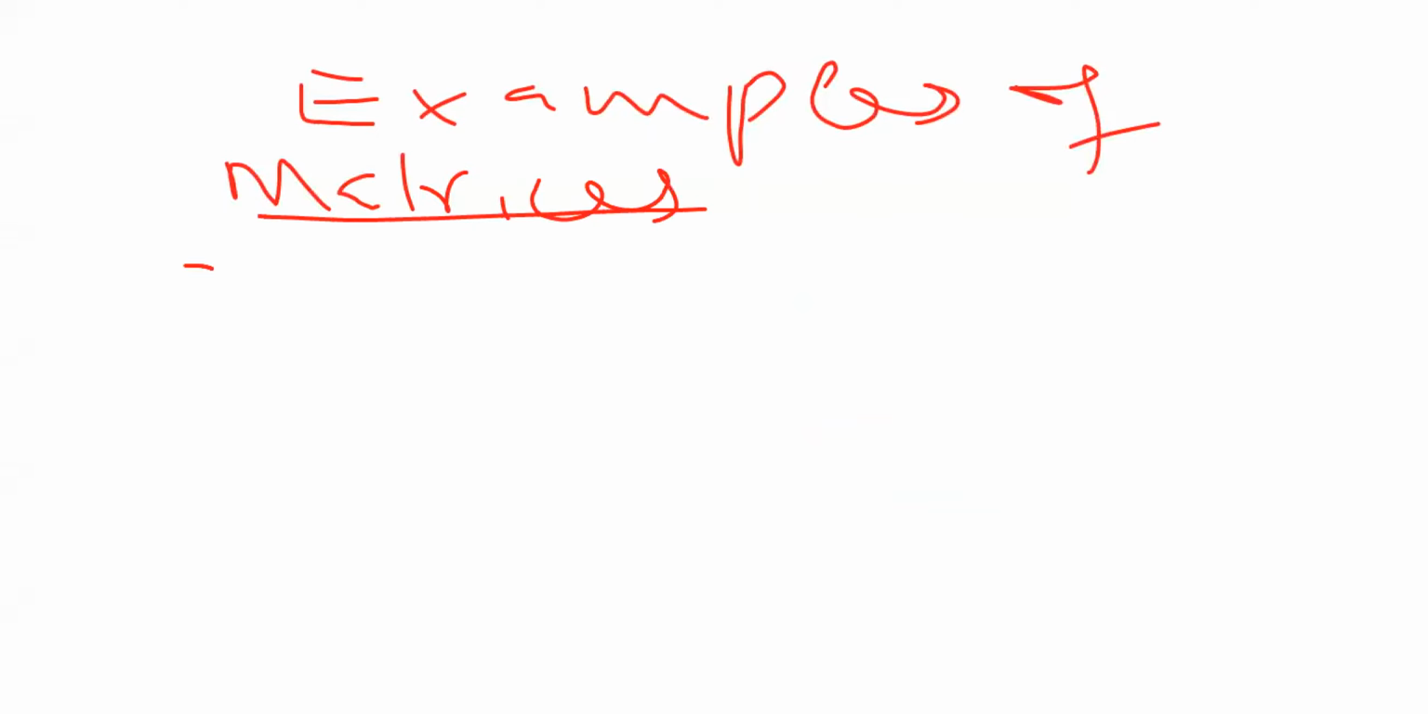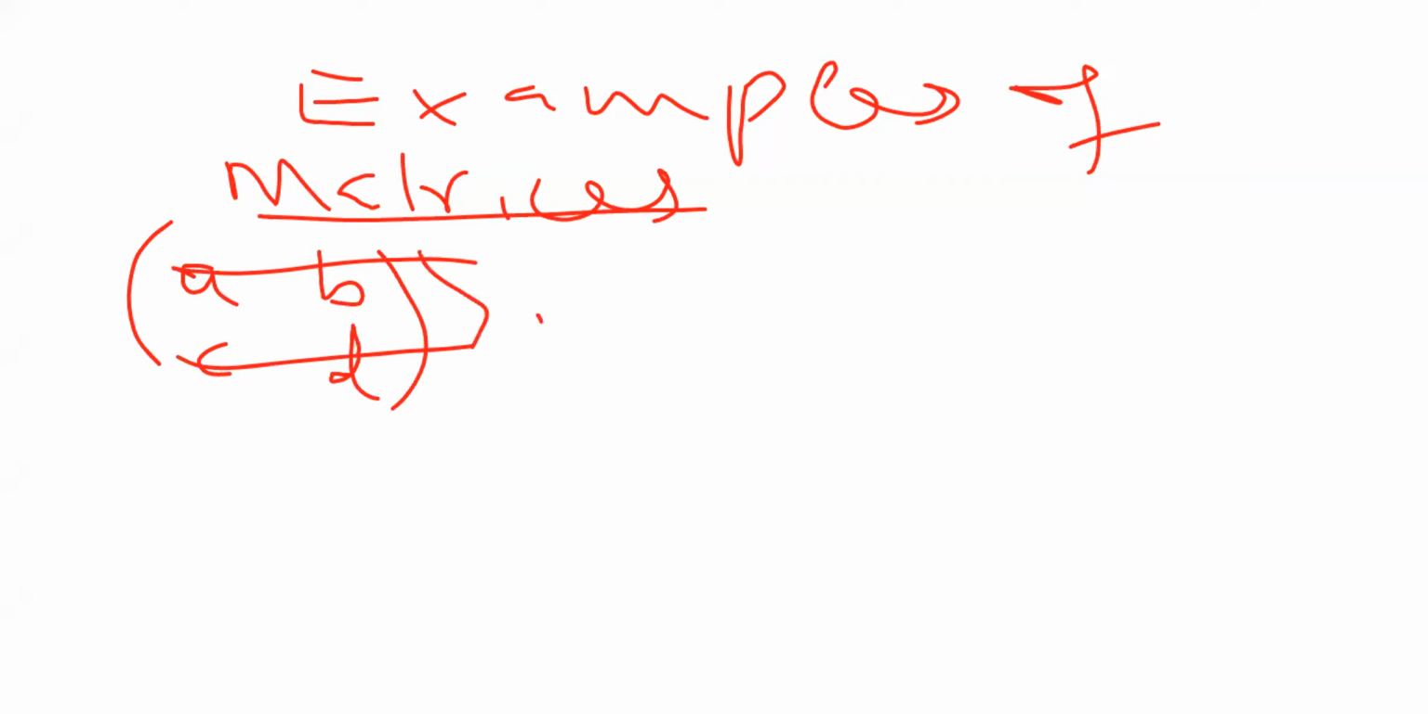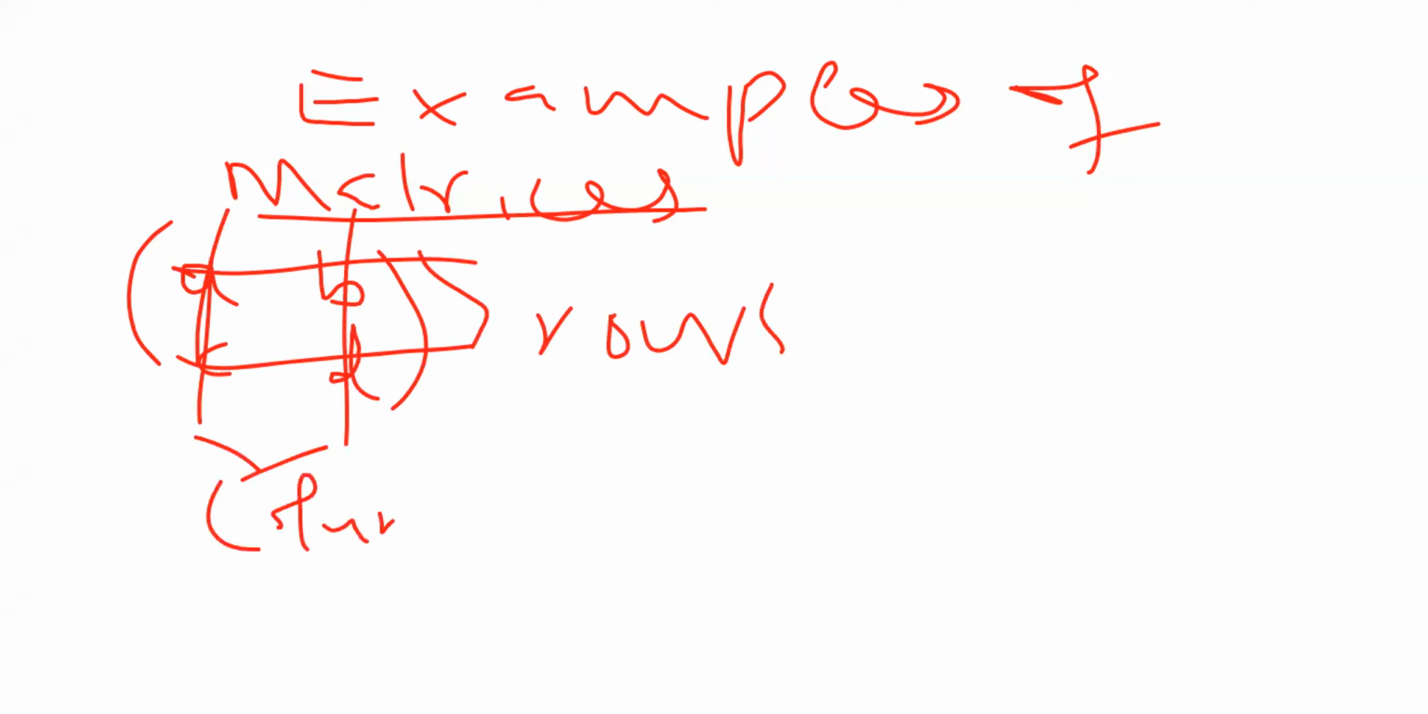We may have A, B, C, D. This is a 2x2 matrix. The horizontal arrangement is a row. This is the rows. This is the columns. Is it clear? Rows and columns.